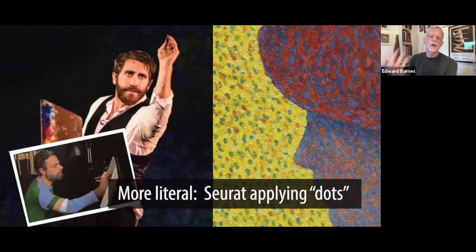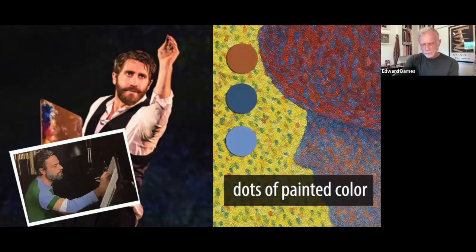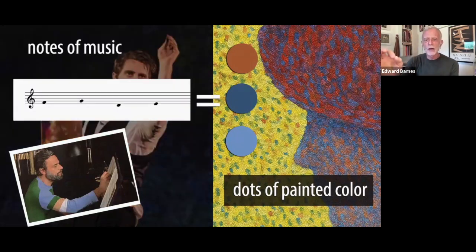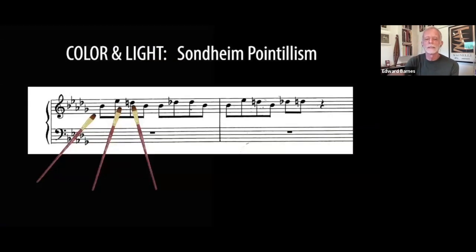He, in fact, creates his own version of pointillism in music, and it's much, much, much more literal. It's a theatrical approach to the music. He really wants the audience to connect sound with the application of dots onto the painted canvas. So if the artist is painting individual dots of color, Sondheim is looking at this as if each note is kind of like a dot of color, and he's applying the notes in the same way that the artist is applying the colors. This is his kind of pointillism.